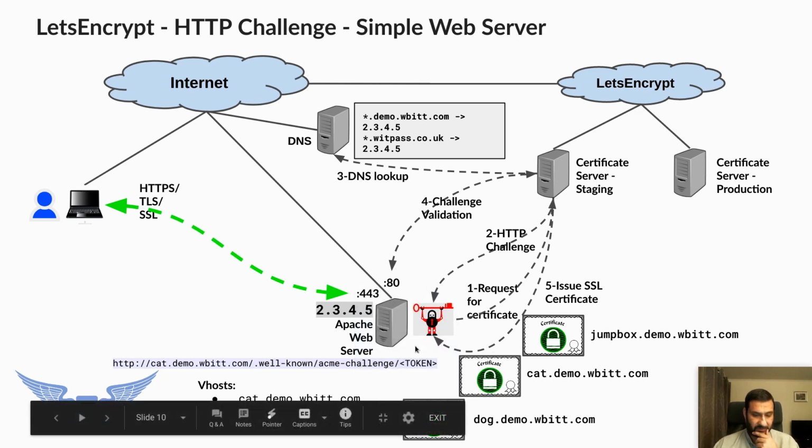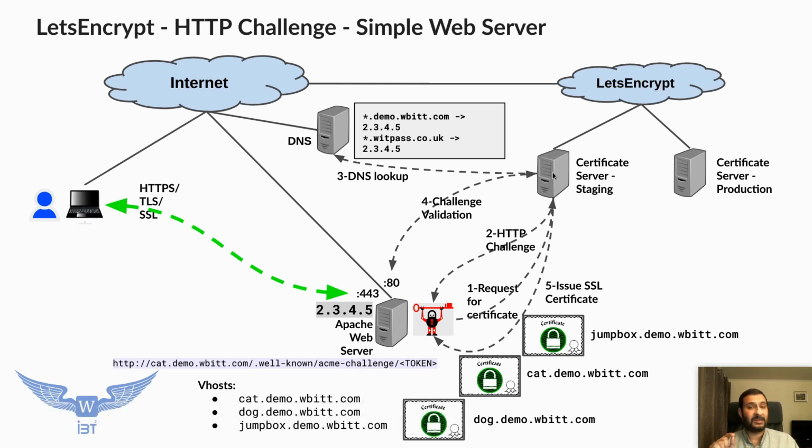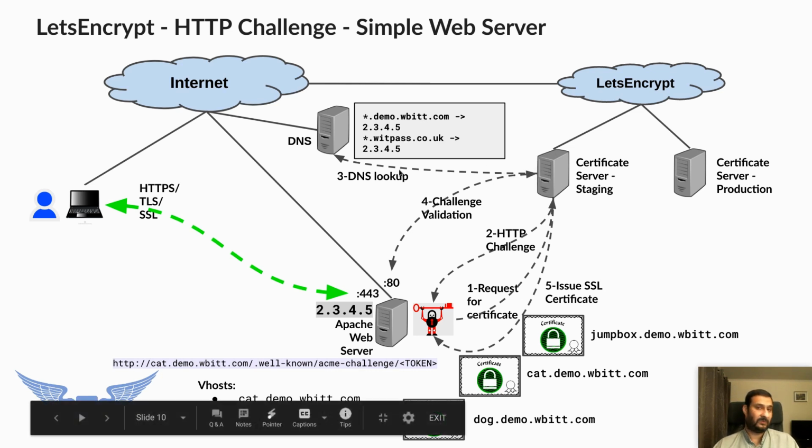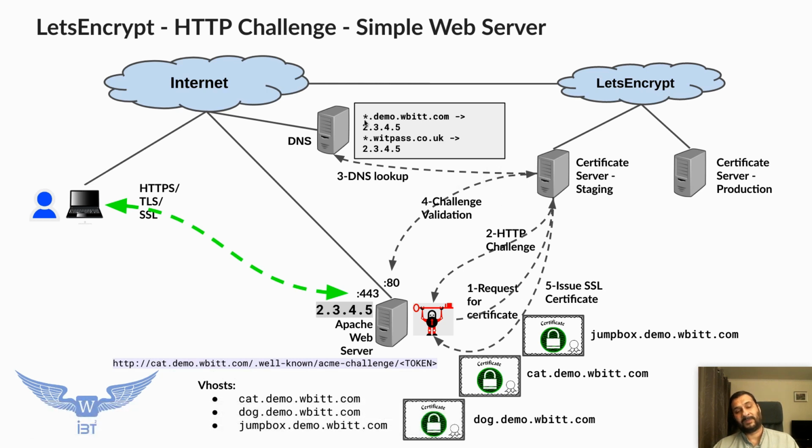Right. So certbot goes in, and since it runs with admin privileges, as root, it creates this file under this specific directory structure and informs the certificate server that I have completed the challenge. Now you can validate it. So the certificate server then tries to resolve the name for which the certificate is requested, and that name is cat.demo.wbit.com, and it resolves that using the DNS.